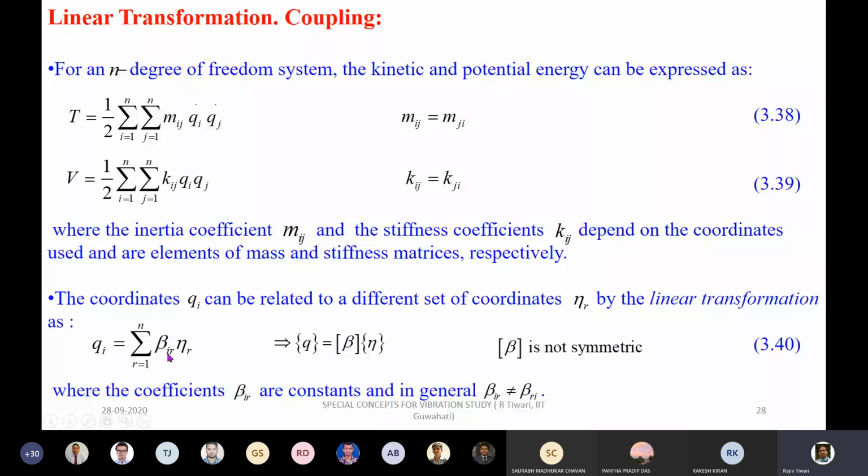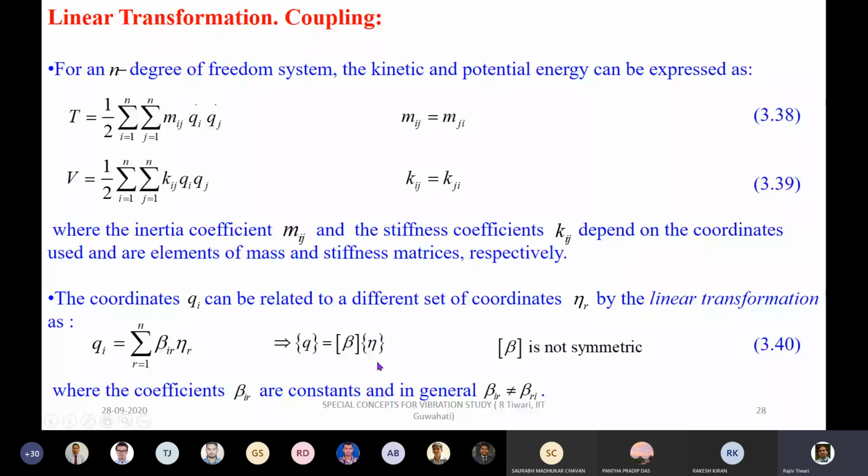On the right side we have n terms, and they are summed up, but i can take values from 1 to n. So we have n equations. We can write this for q1, q2, up to qn, and in each of them we have n terms on the right side. So there are simultaneous equations, and all n equations can be put in matrix form like this: q, which contains all the generalized coordinates q1, q2 up to qn, is related to eta 1, eta 2, eta 3, up to eta n with beta.